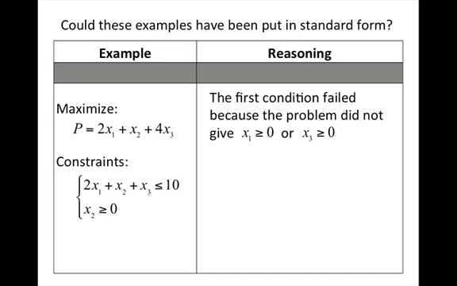So let's look at some more examples and determine if they can be put in standard form. The reason the first example was not in standard form is because the first condition failed. I was not given that x sub 1 and x sub 3 were greater than or equal to 0. So I want to know, can I rewrite this in standard form?